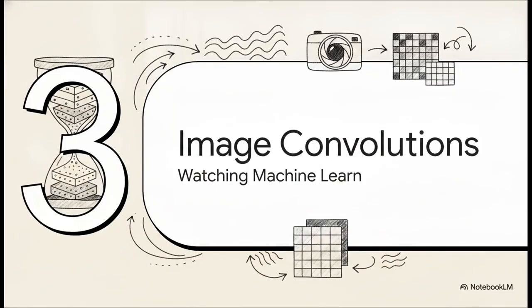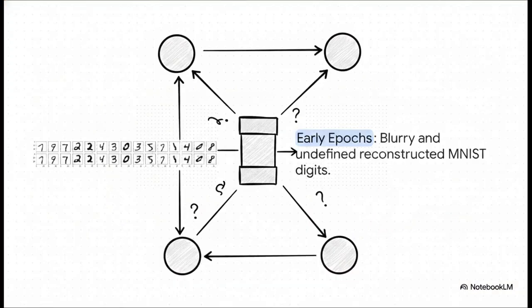Moving on to Section 3. An hourglass made of standard, fully connected layers is totally fine for flat data. But what about images? For that, we need to upgrade to image convolutions. Let's actually watch this learning process happen. Here we have an autoencoder trying to reconstruct the famous MNIST dataset, the handwritten digits. Up top is the original image, and below is the network's attempt to reconstruct it from that tiny bottleneck.